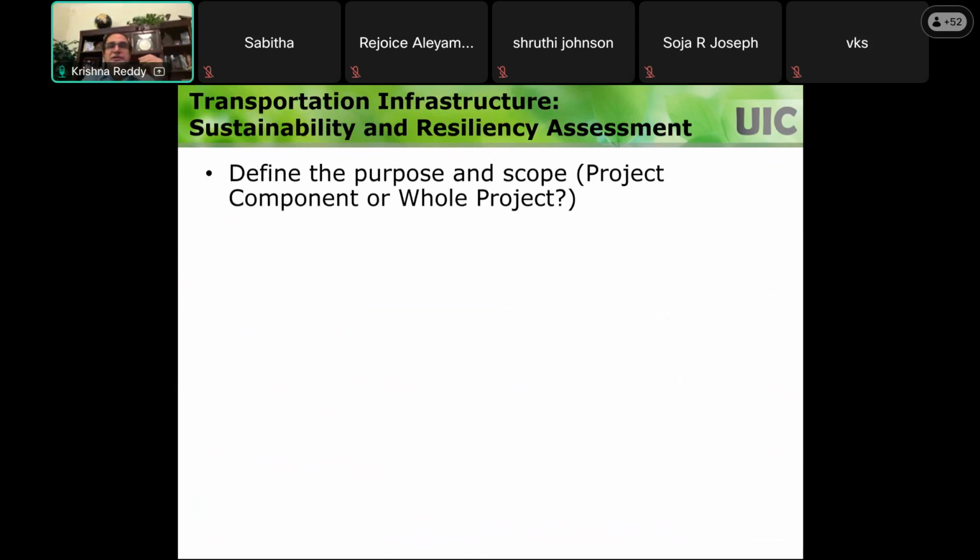So for larger scale projects, obviously, if you're going to look at the sustainability and resiliency in your design, you need to look at what is the purpose of my assessment, what is the scope of my assessment. You really need to be very clear with that one.